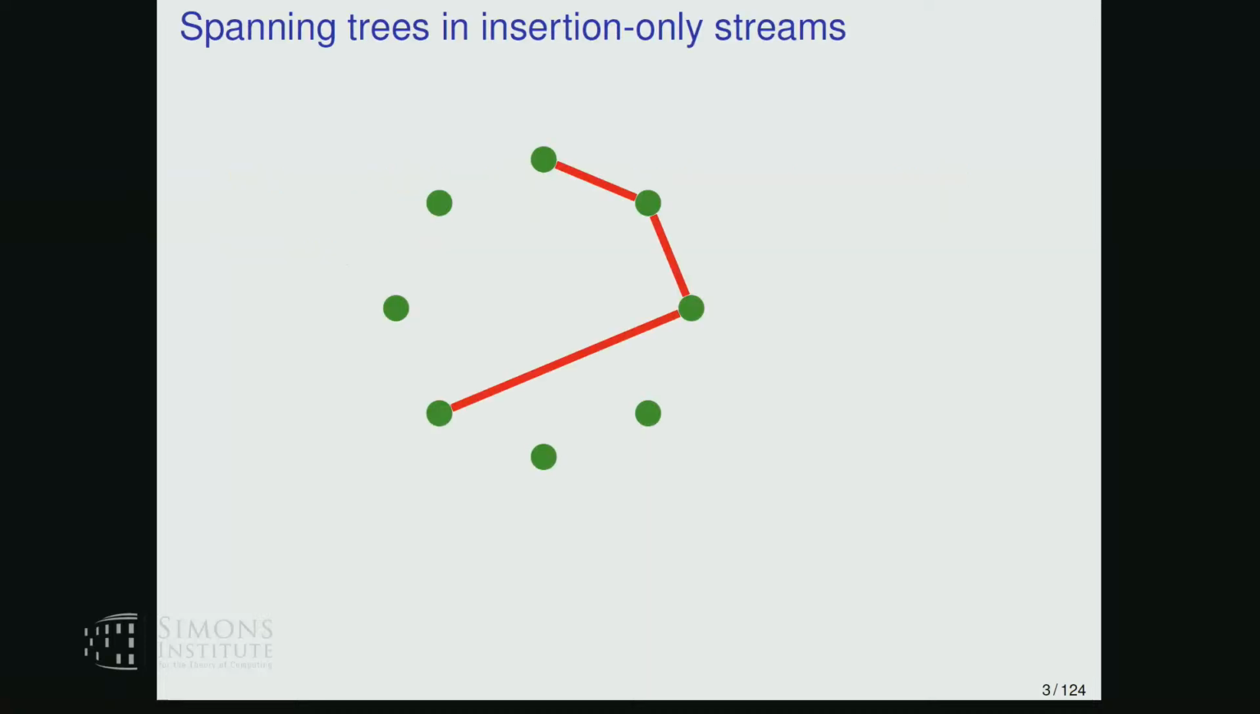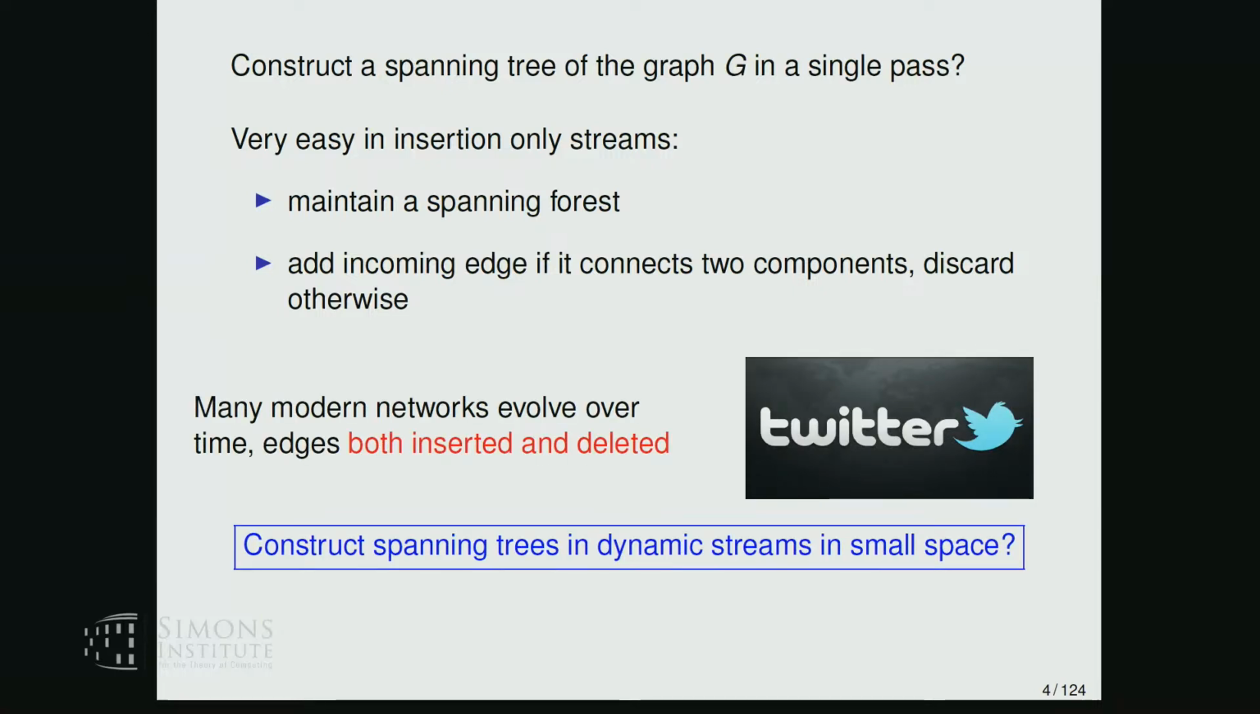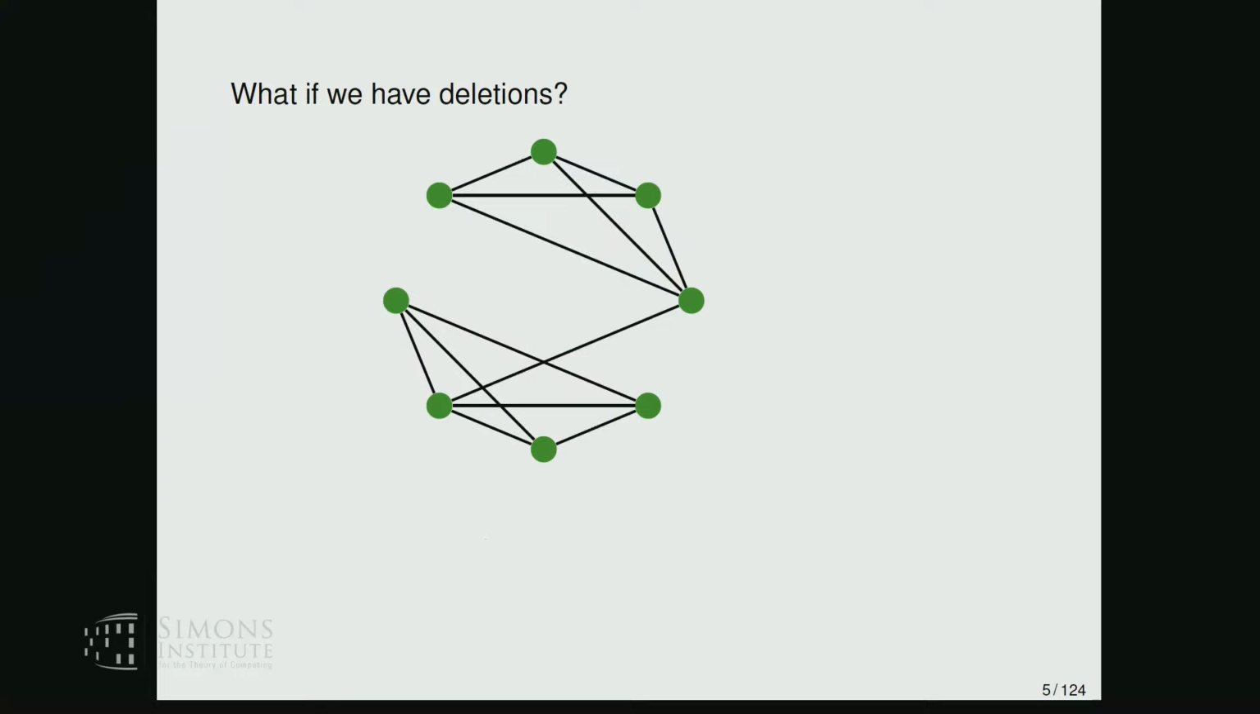Good. So let's see how this works. This red is my forest. Say the black edge comes in, and I don't take it. I close the cycle. Okay. Wonderful. So in insertion-only streams, the spanning tree problem is very easy. Fantastic. Now, how about streams where edges get to arrive and depart, namely dynamic streams, so streams with edge deletions?